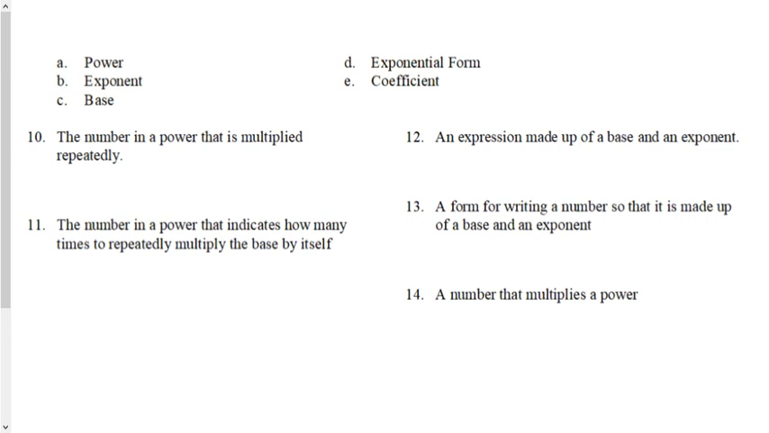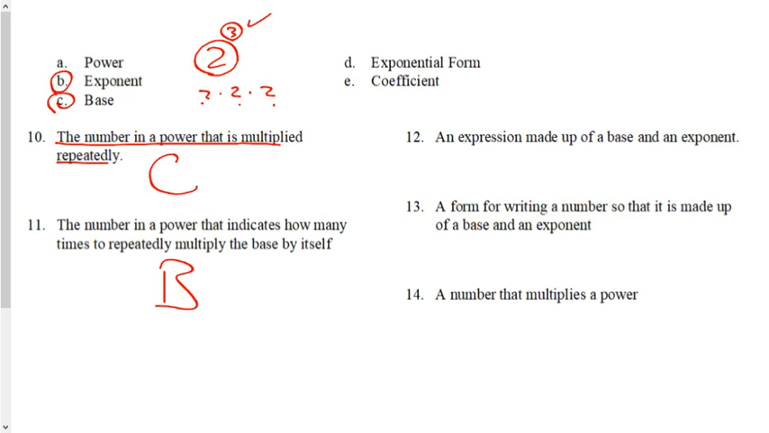Vocabulary: the number in a power that is multiplied repeatedly is called your base. Right? The number in a power. So for example, if it was 2 cubed, it would be this number that's multiplied by itself this many times. Question 11, the number in a power that indicates how many times to repeat itself. That's that little bad boy there. It told me 3 times, and that is called an exponent. An expression made up of a base and an exponent is called, wait for it, a power.